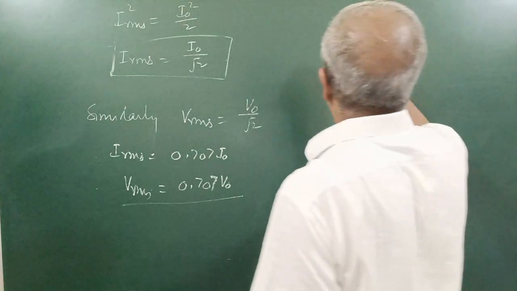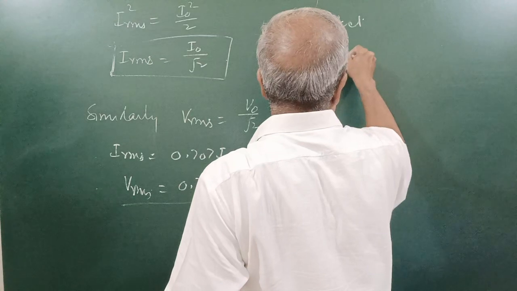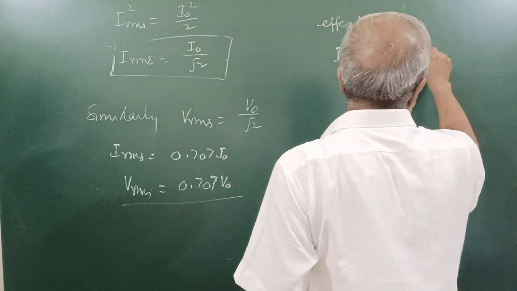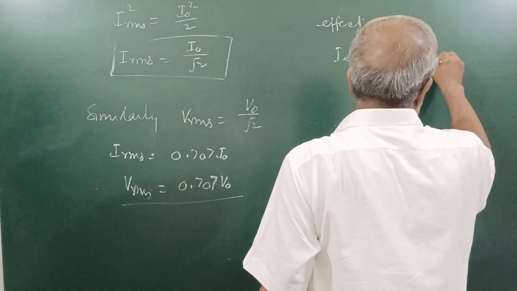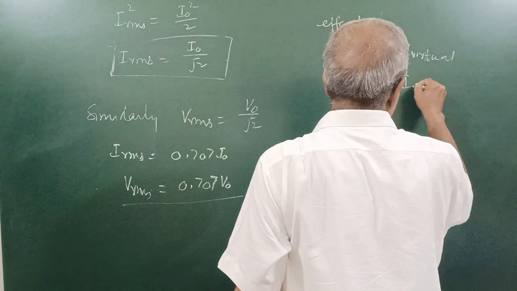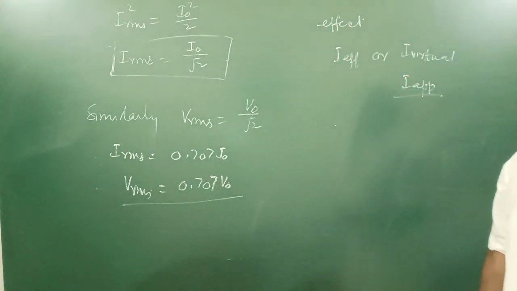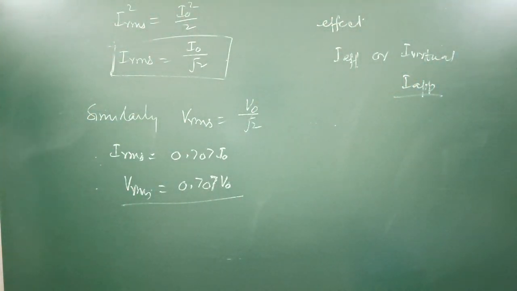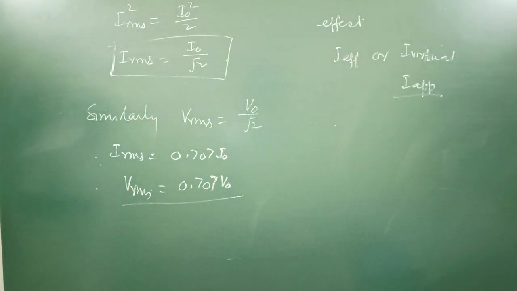These RMS values also have other names. They are also called effective values, as I effective or I virtual. Some people write virtual or I apparent. These different names are used while we are discussing alternating current or voltage. I hope you have got my point.